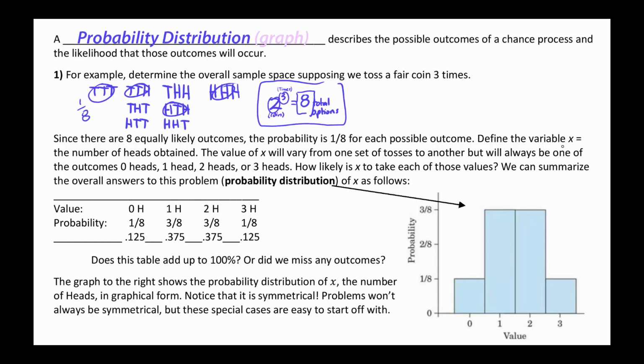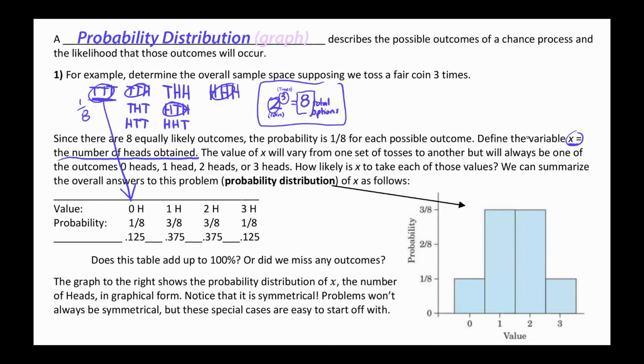So if we define a variable or an outcome and we give it a letter, x, and we want that to stand for the number of heads that we are obtaining, that's going to vary. So in this first column, I didn't have any heads, 0 heads. All right, so that only will happen 1 out of 8 times, which as a decimal is 12.5%.